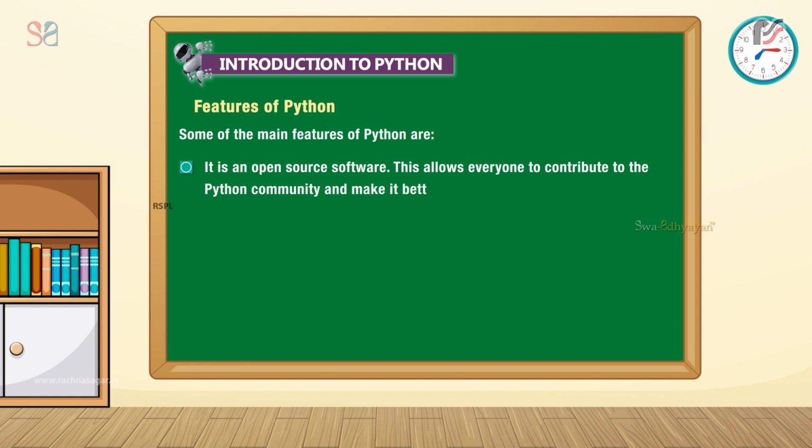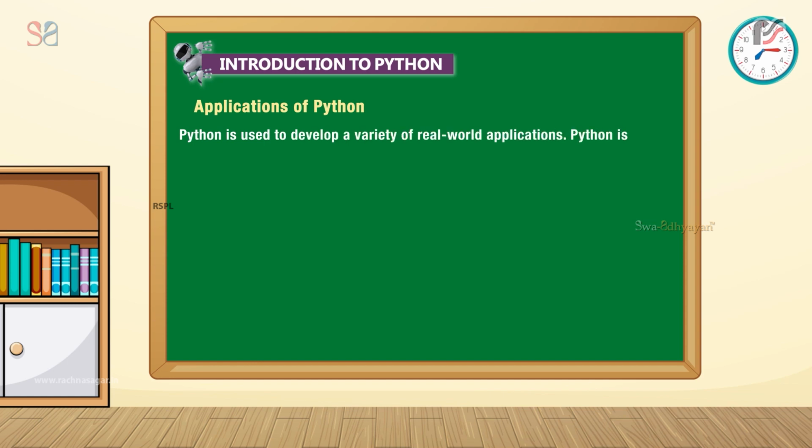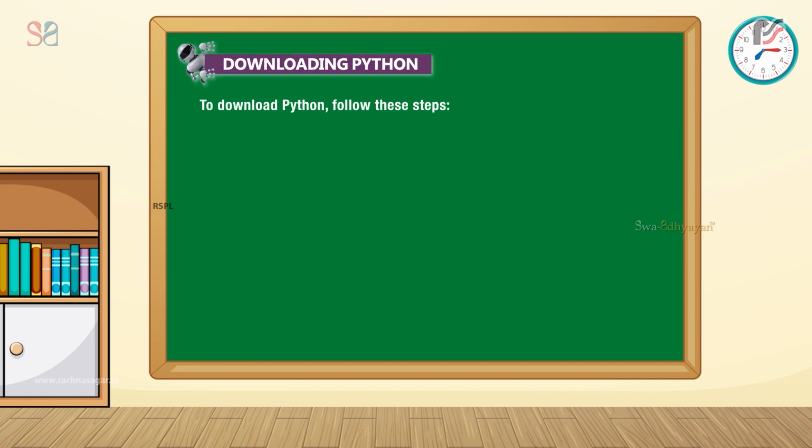Before going hands-on with the software, let's see its applications. Python is used to develop a variety of real-world applications. It is widely used in areas like data science, machine learning, web development, and all the ones you see here. And now, we will be learning to use it, starting with downloading Python.